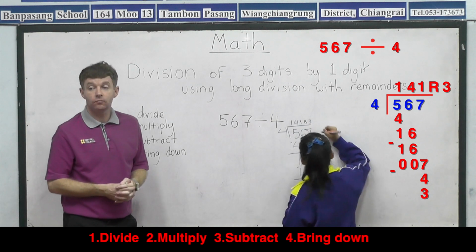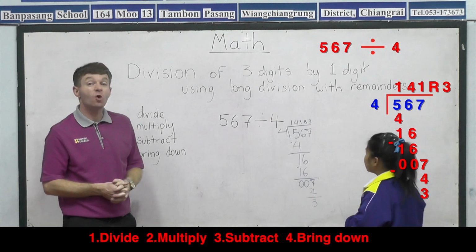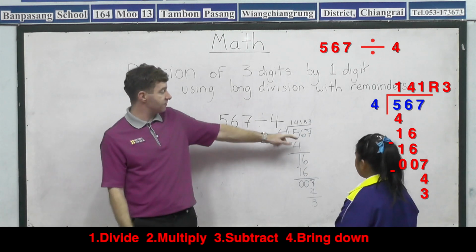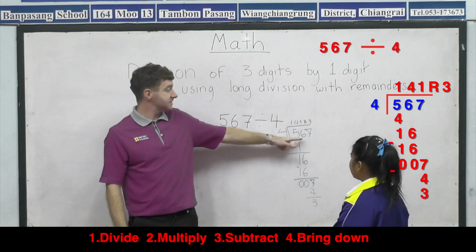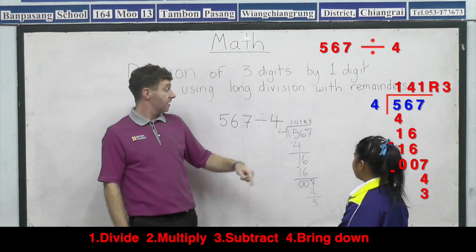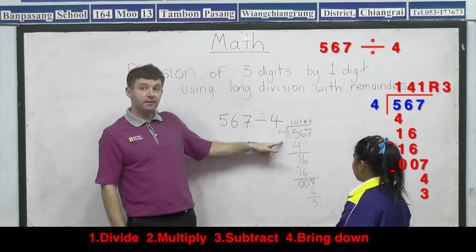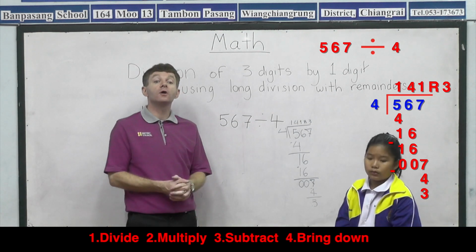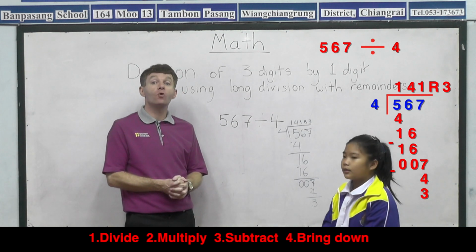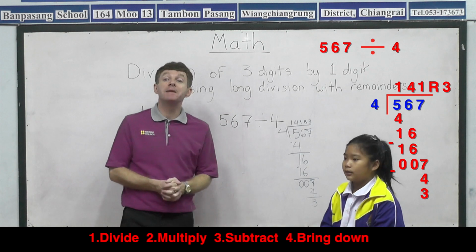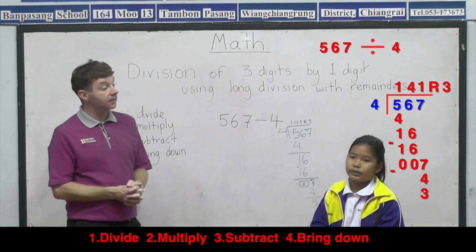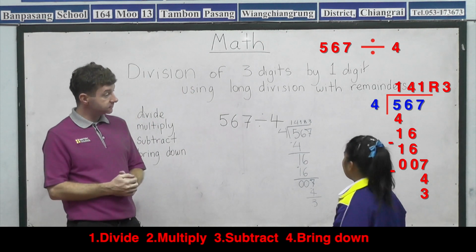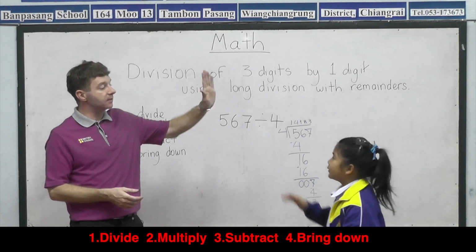141 R3. So altogether, guys, 567 divided by 4 equals 141 remainder 3. Laka, is that correct? Yes. Are you happy with that? Yes. Brilliant, that was excellent.